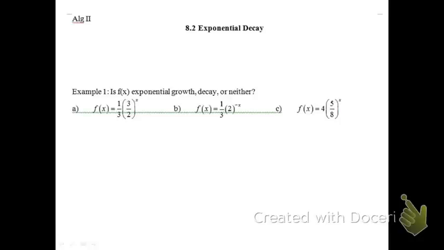Okay, in this video we're going to talk a little bit about exponential decay. Before we do, let's look at what exponential growth functions look like and compare it to exponential decay, so you know what you're looking for when you see these things.